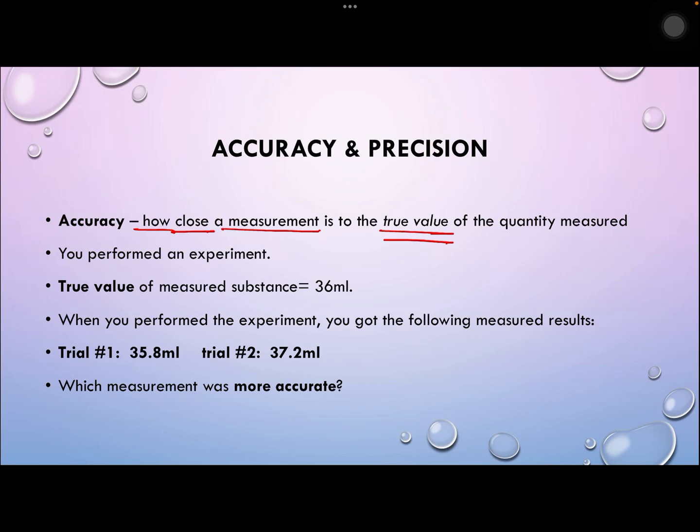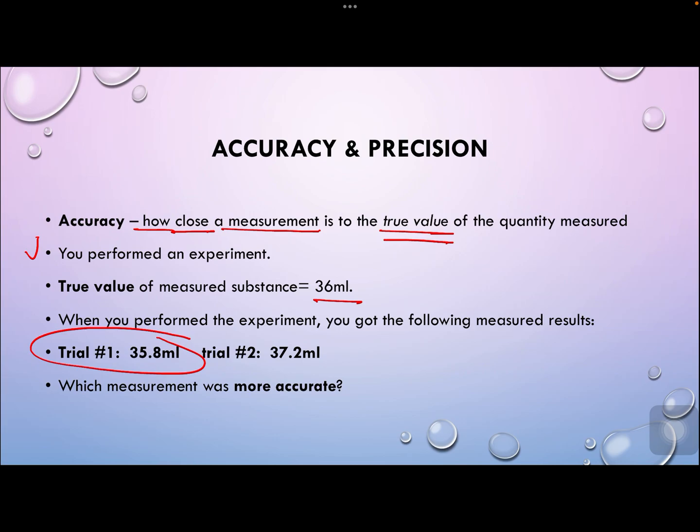So for an example here, if you did an experiment and you were supposed to measure out exactly 36 milliliters of some liquid, and you did the experiment and you measured out, in the first trial, 35.8 milliliters. In the second trial, you measured out 37.2 milliliters. The measurement that is more accurate is which one? Which one is closer to the real value you were trying to get? Well, that would be trial 1 because it is closer in value to the 36 that you were going for.